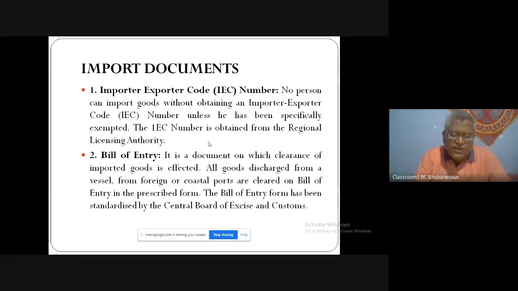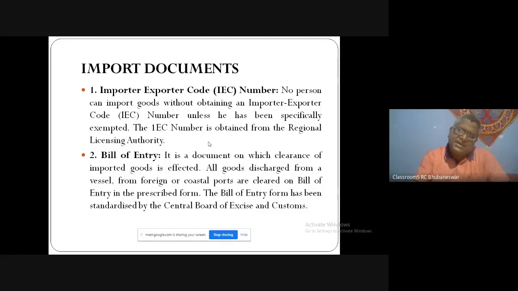procedure. When I started my class, you pointed out to me, sir, change the slides. At the time of starting my class, I pointed out how the export procedure is maintained. Then I started the export documents, like commercial documents and regulatory documents. Now I am presenting in front of you the import documents. In importing, who is the buyer? The buyer of a particular good.